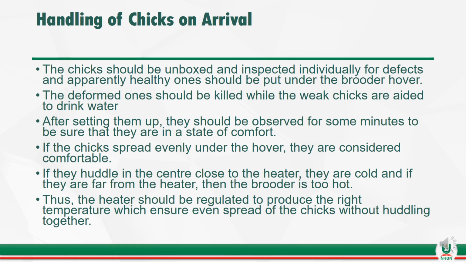Handling of chicks on arrival. How do you do this? Number one, the chicks should be unboxed, inspected individually for defects, and apparently healthy ones should be put under the brooder first. Now, the deformed ones should be killed. We call it culling. They should be culled, while the weak chicks are helped to drink water.